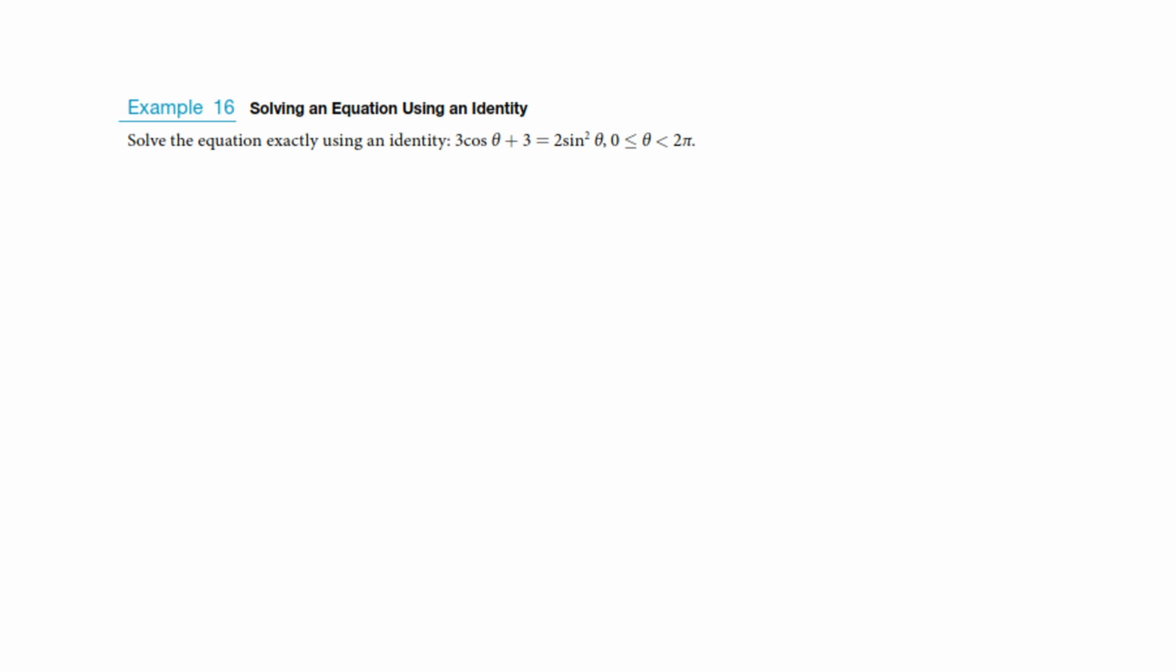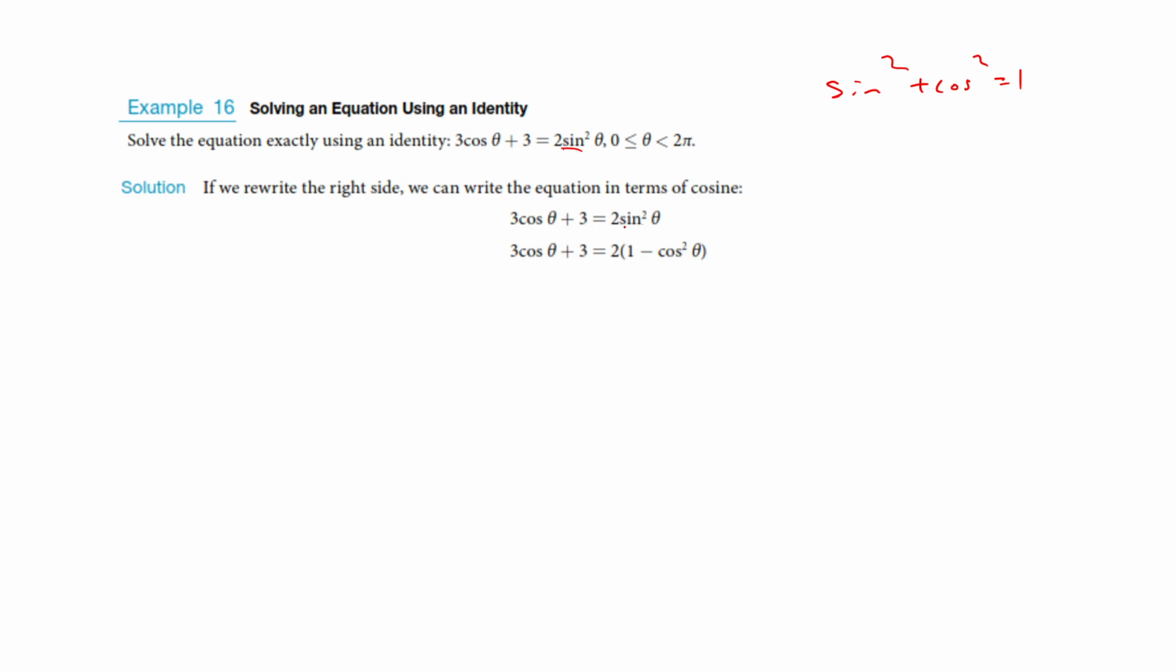All right, let's try another one. Now, when I'm looking at this equation, I see that I have cosine and sine in here. I am not going to be able to solve that, so I'm going to have to turn one of these into the other. The easiest way to do that is if I see sine squared, I'm thinking about the Pythagorean identity. I could turn sine squared into 1 minus cosine squared and make a substitution right here. Do you see that?